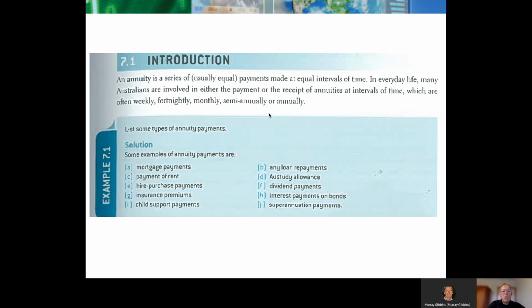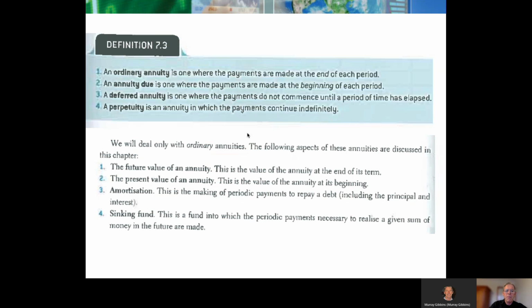Okay, what sort of questions does it involve? Certainly loan repayments, payment of rent, hire purchase payments, insurance premiums, superannuation, all these sorts of things are examples of annuities. Could be monthly, weekly, semi-annually, annually. So the intervals of the annuities varies.